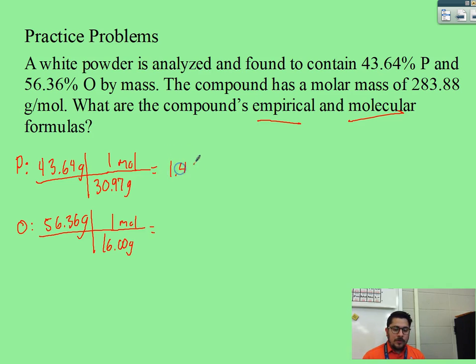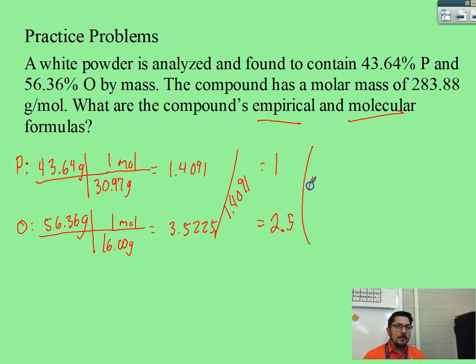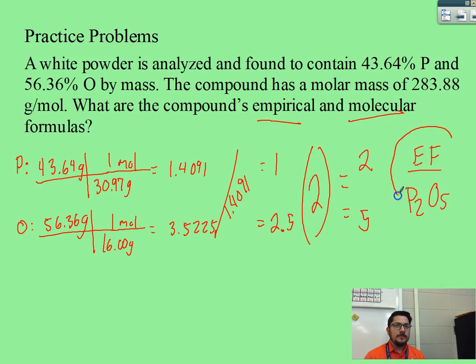I got 1.4091. This one is 3.5225. Divide by the smallest number. This equals 1. The bottom one is about 2.5. It was too far in the middle to round. So I'm going to multiply both of these by 2, and I'm going to get, on the top, 2, and at the bottom I get 5. So my empirical formula is going to be P2O5. That's the answer to this one.